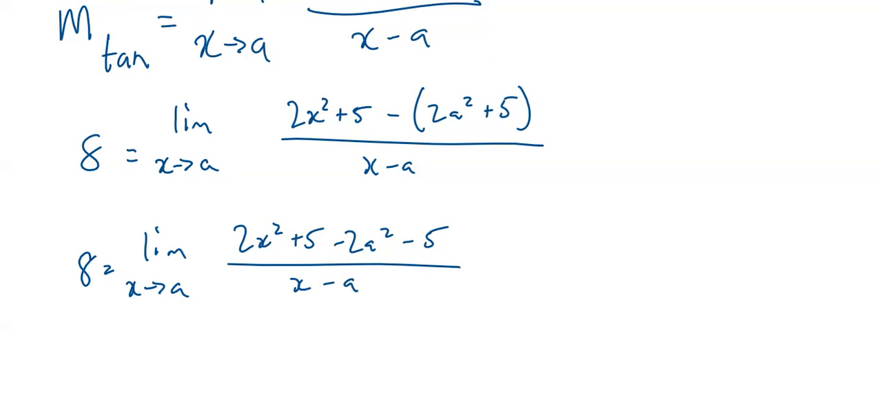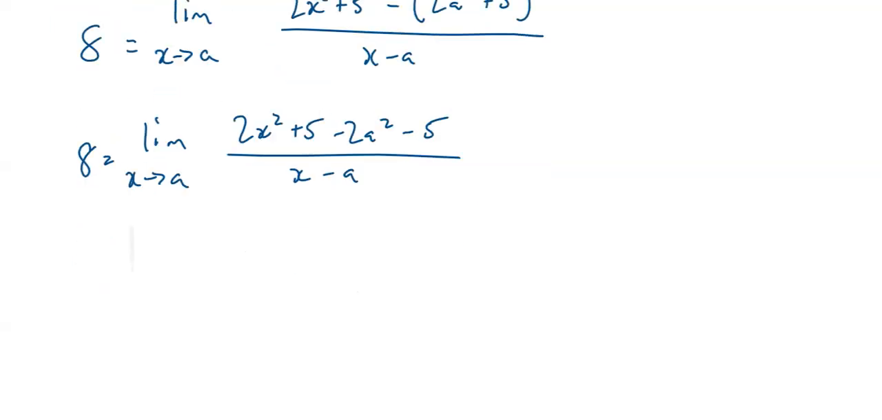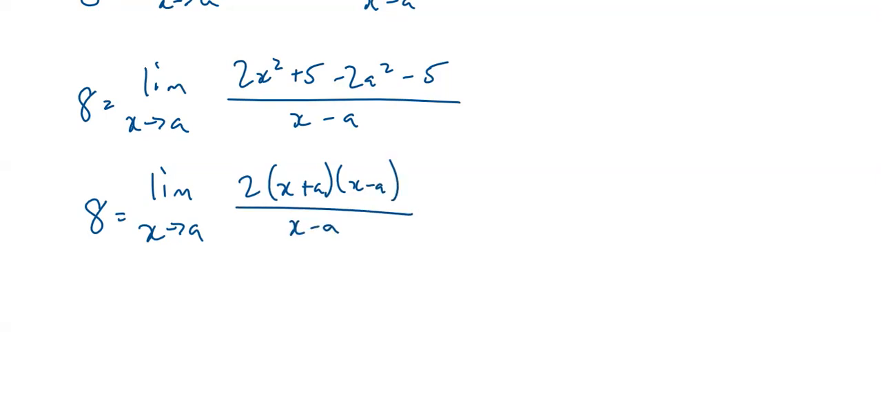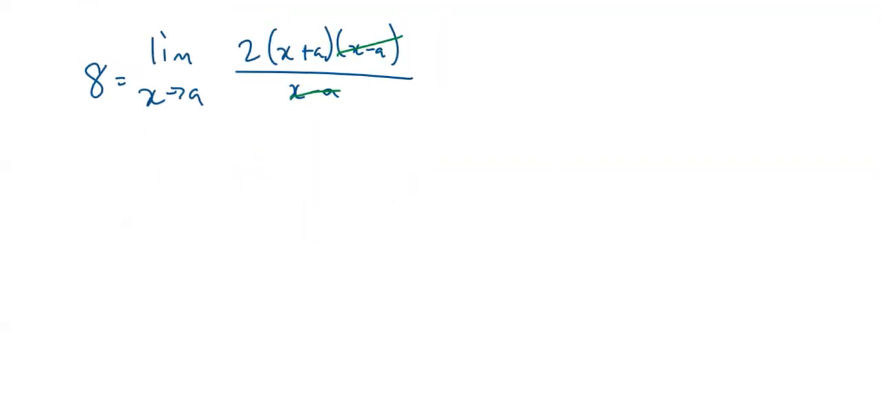So the 5s add to 0. And I get 2x squared minus 2a squared. So if I factor out the 2, I get a difference of squares. Now we can sub in.